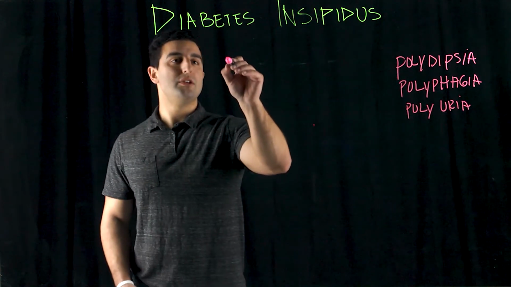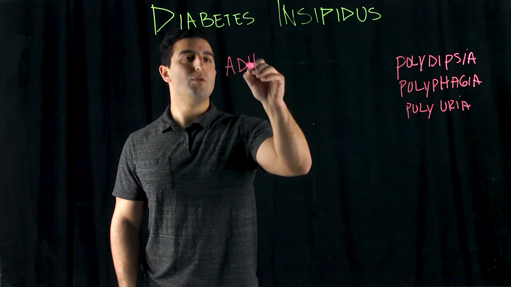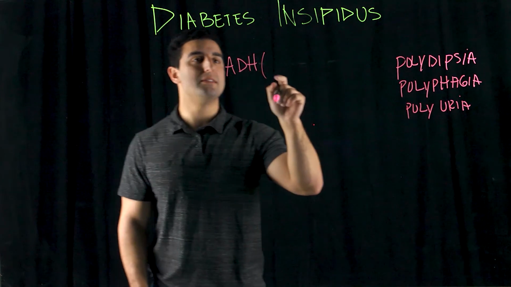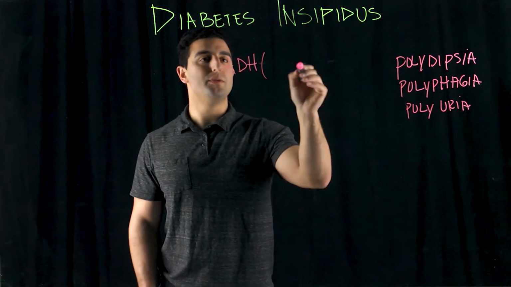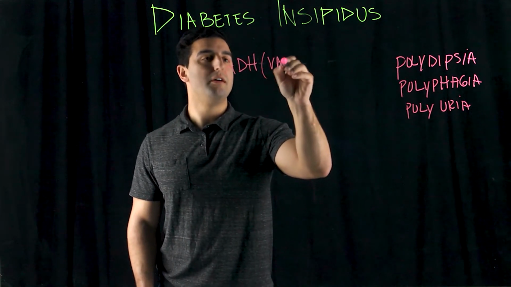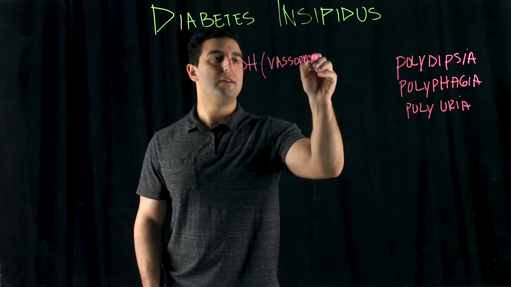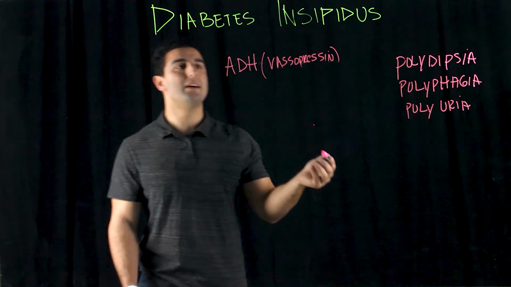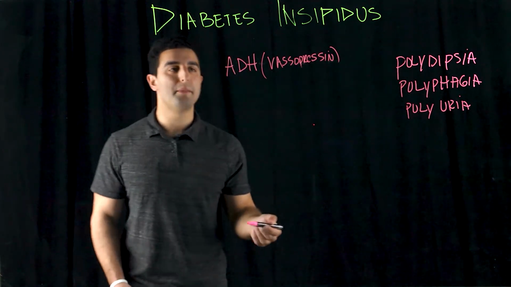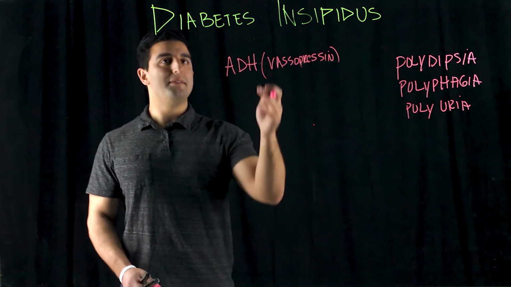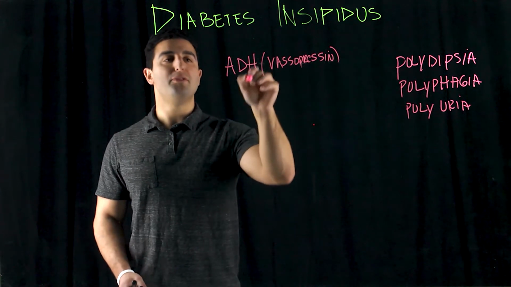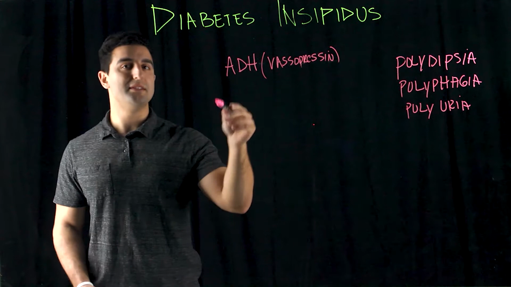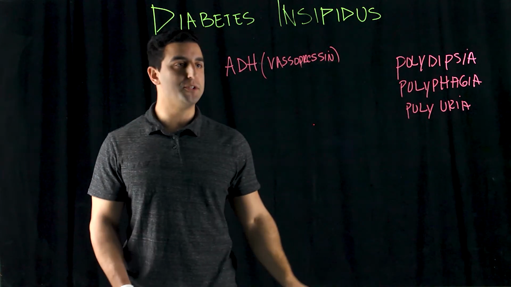ADH is one of the central factors in the majority of these different types of diabetes insipidus that I'm going to talk about. So this is water retention. It is also called vasopressin, which is another name for antidiuretic hormone. So antivasopressin is a diuretic. If you remember from before, ADH is created in the hypothalamus, and it's stored in the posterior pituitary.